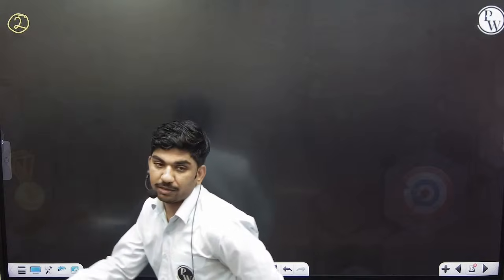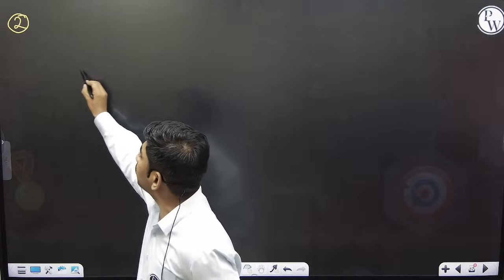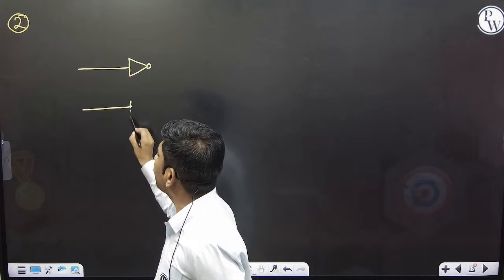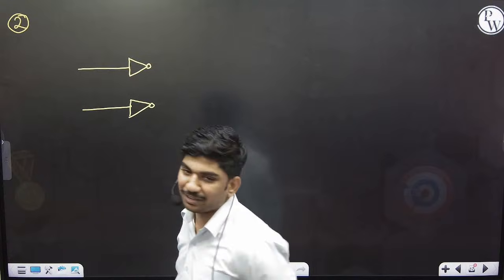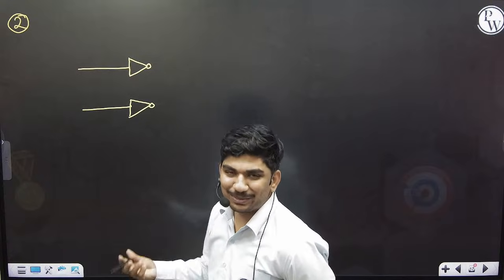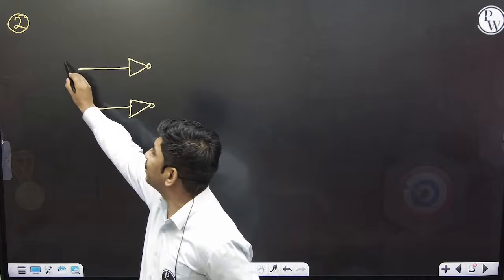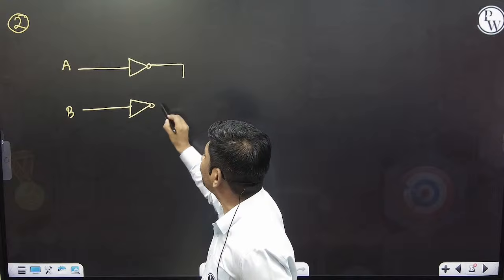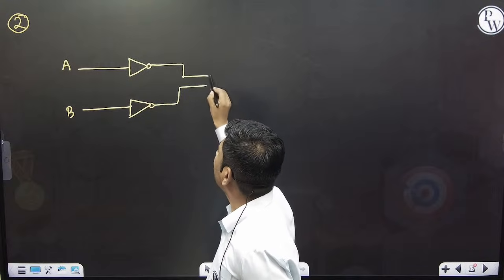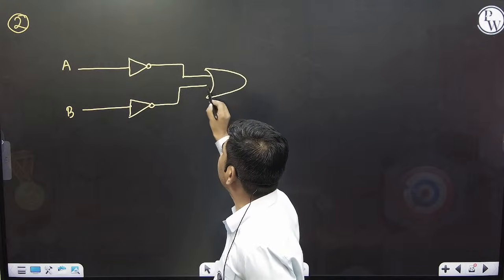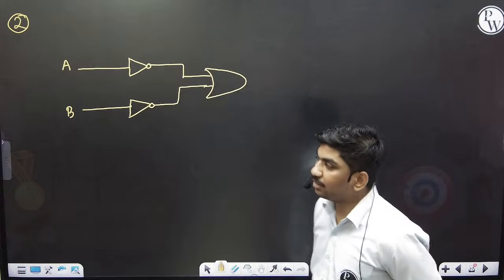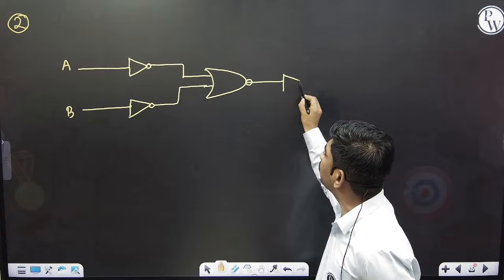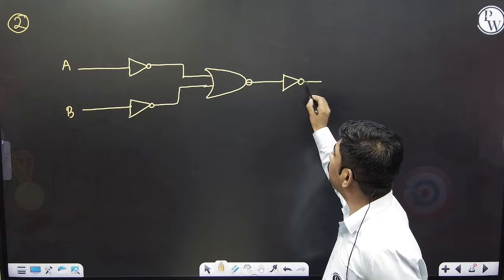Semiconductor. So what they gave in this question is a NOT gate. These days they have generated a fashion of giving NOT gates many times. Generally we don't get it, but it's okay. They have given 2 inputs A and B, and then they have given the output of these gates to a NOR gate. This is a NOR gate, guys. And then once again they put a NOT gate.